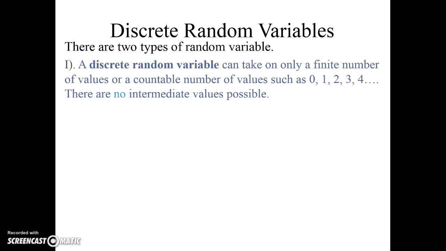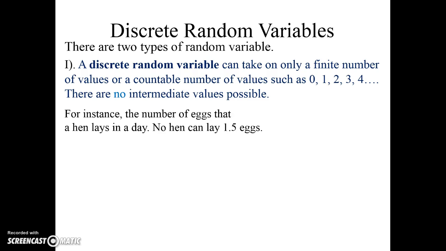Okay. There are two types of random variable. The first one is called discrete random variable. It is a variable that will take a finite number of values or a countable infinite number of values, such as 0, 1, 2, 3, up to infinity. The characteristic of that is there's no intermediate value possible.